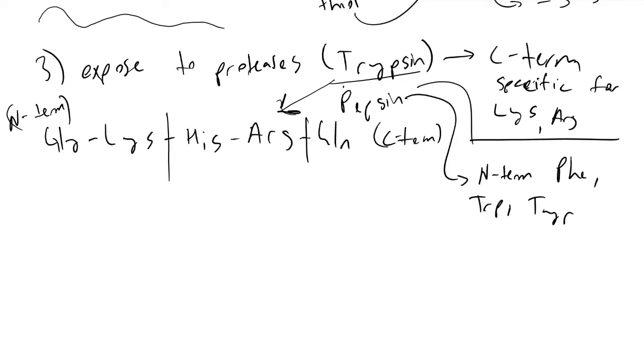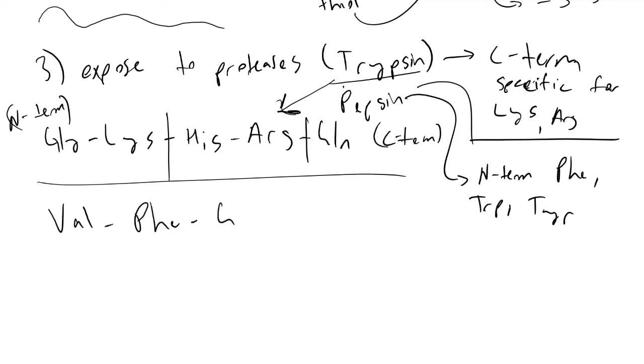To give an example of what happens with pepsin, if we had a sequence such as valine, phenylalanine, and glycine, pepsin will come in and cut the N-terminal side of phenylalanine, to the left, if we're reading this in the N-term to C-term direction.